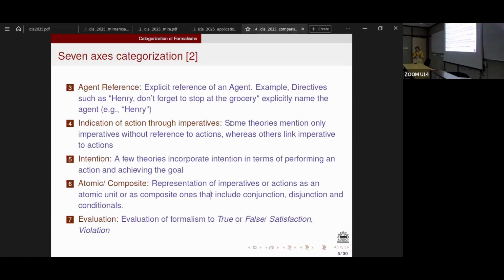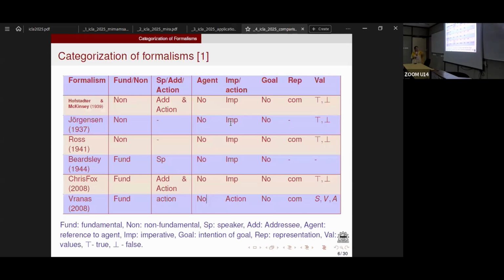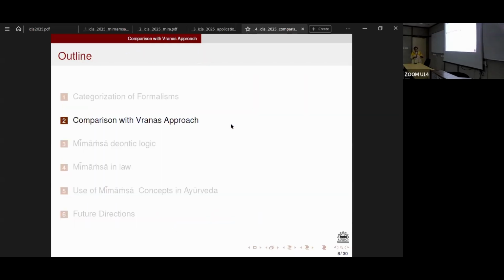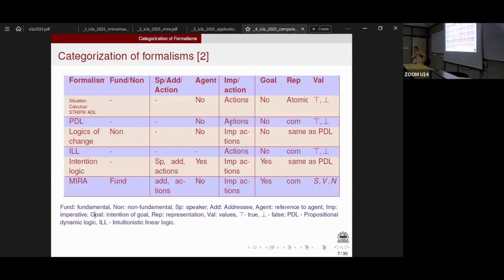And evaluation, how is that going to be evaluated? Say STRIPS is evaluated to a true or false value, or temporal logic is evaluated to true or false. Whereas in Brana's case or our case, it is going to be T-valued. So these are the list of tables available. Again, this work is available in one of our papers published in 2017. I will also give that reference, where we have categorized each of the formalisms and said how each one is different and how MIRA is different from each of them.